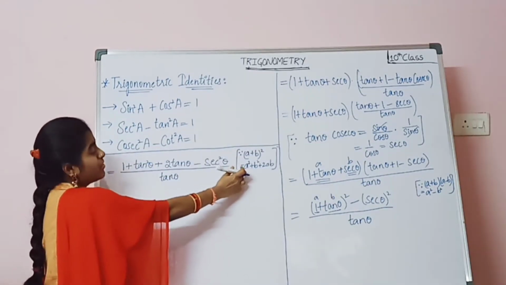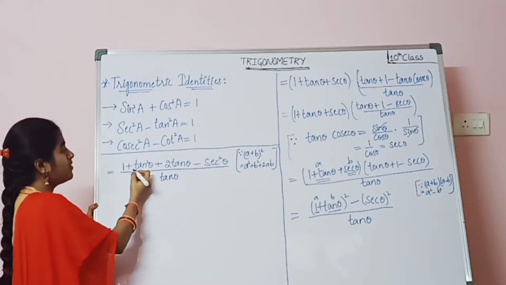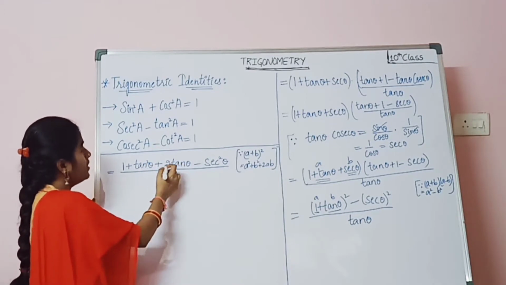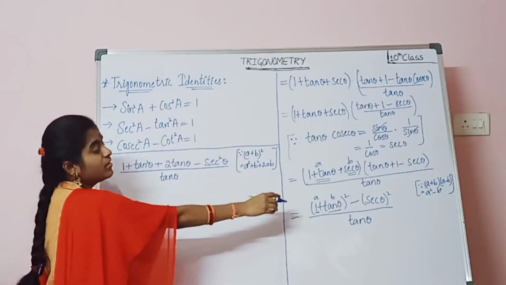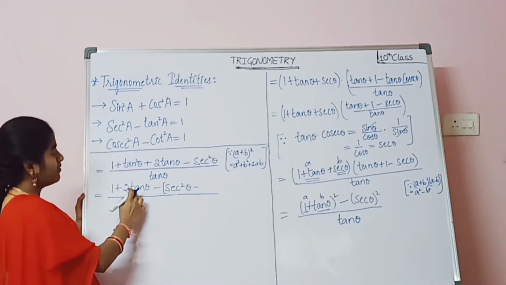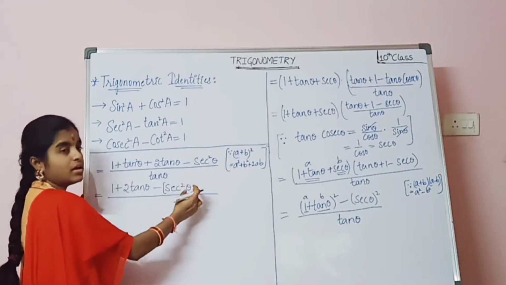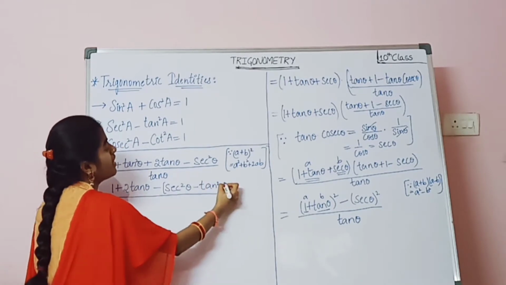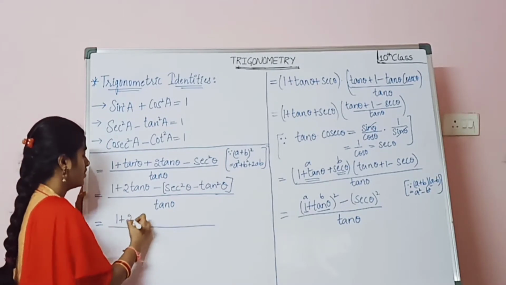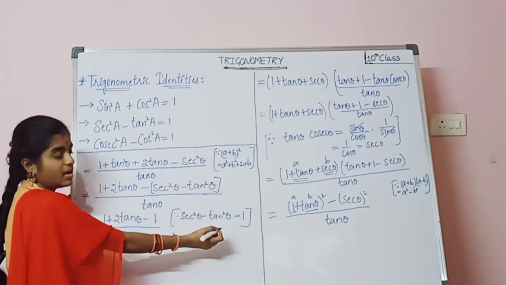What is the formula for (a plus b) whole square? a square plus b square plus 2ab. What is a here? 1, so 1 square means 1. What is b here? Tan theta. So tan square theta plus 2 into 1 into tan theta means 2 tan theta, minus secant square theta by tan theta, that equals 1 plus 2 tan theta minus secant square theta by tan theta. Taking minus common, so plus tan square theta becomes minus tan square theta by tan theta, that equals 1 plus 2 tan theta minus, since secant square theta minus tan square theta equals 1.